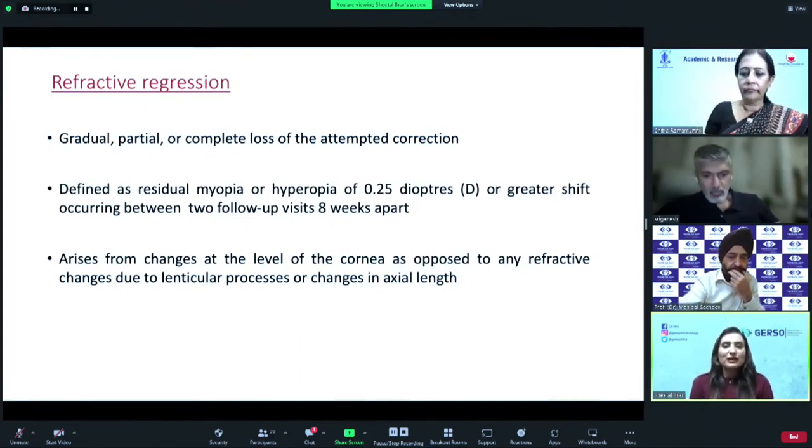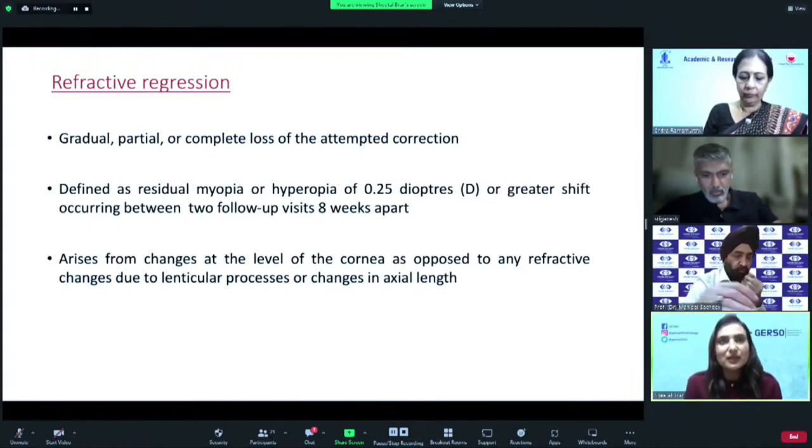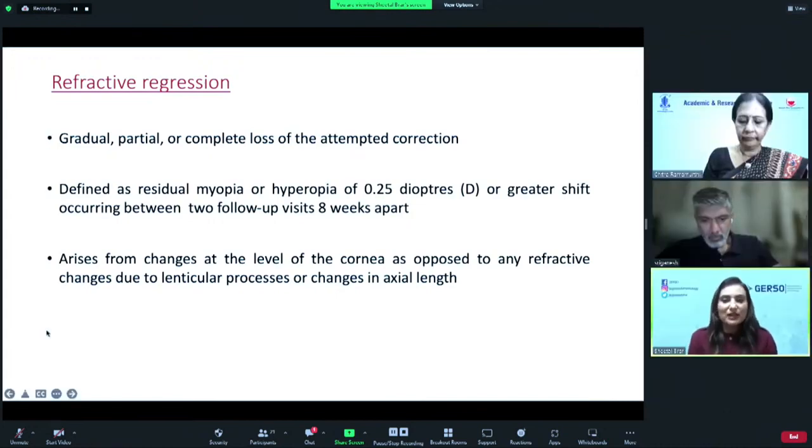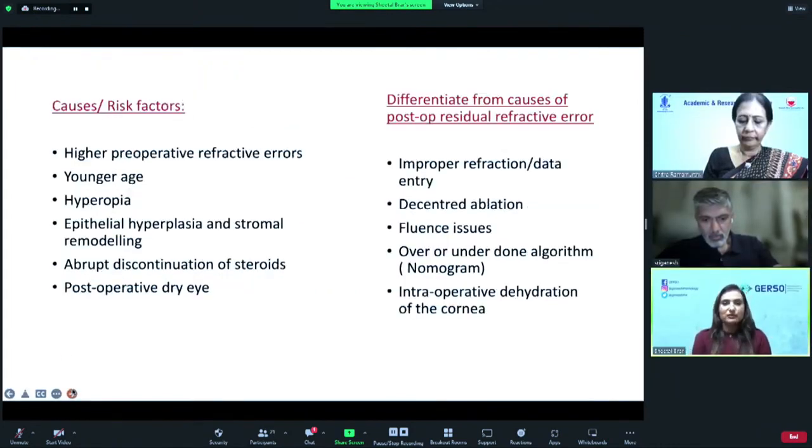It's very important to understand that the mechanisms of refractive regression arise from changes at the level of the cornea. These are the changes that occur in the cornea during the healing phase after a corneal refractive surgery, LASIK, PRK or SMILE, as opposed to any kind of refractive change occurring in the lens or in the axial length of the eye.